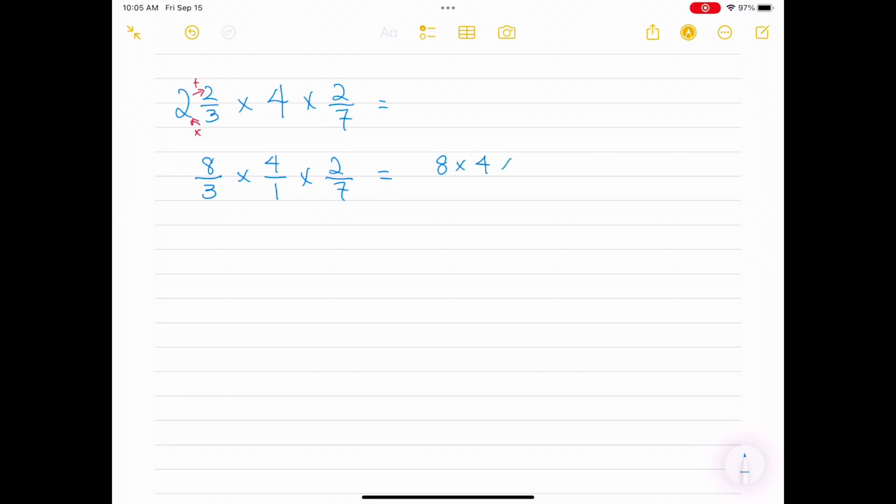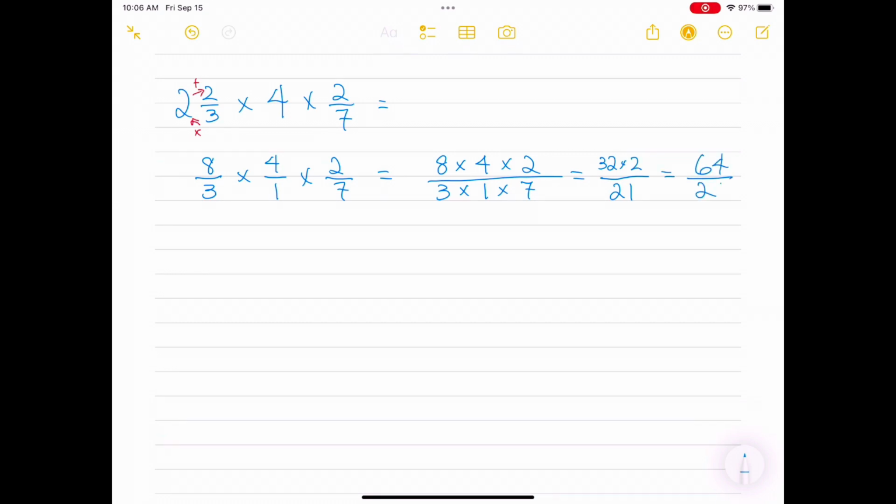For the numerator, I have 8 times 4 times 2, and the denominator will be 3 times 1 times 7. The denominator, 3 times 7, equals 21. And the numerator, 8 times 4, equals 32 times 2, which is 64.